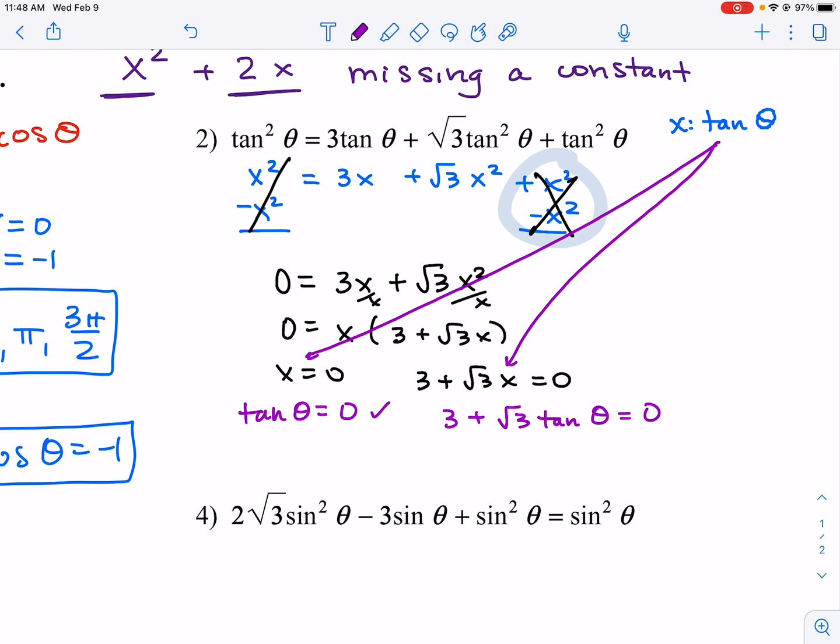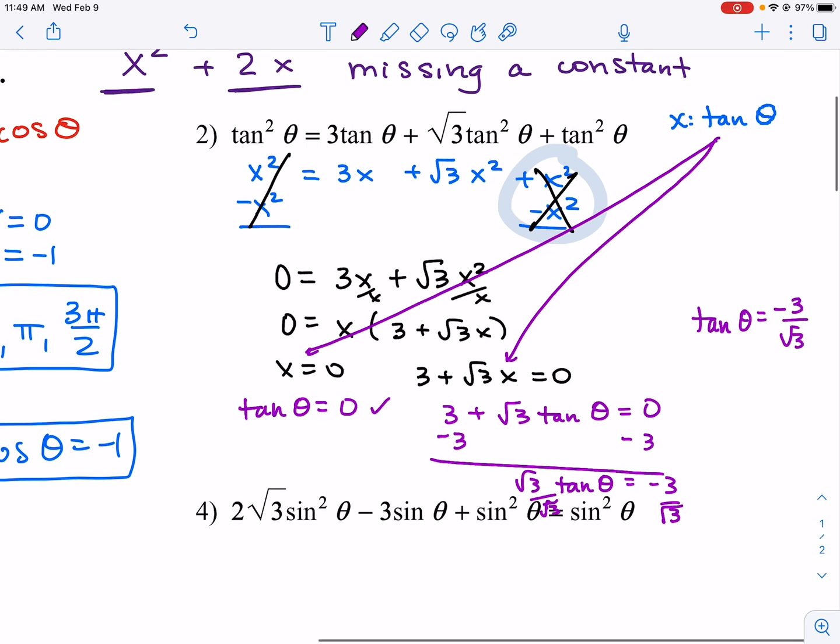Tangent 0 is already solved, so that one's good. On this one, I'd have to subtract the 3 over. So radical 3 times tangent theta equals -3, and then divide by radical 3. So this says now tangent theta is -3 over radical 3. That number is not on the unit circle, so we would have to rationalize, so multiply by radical 3 on top and bottom, which leaves me with -3 radical 3 over 3, and the 3's wipe out. That's a lot of work there.